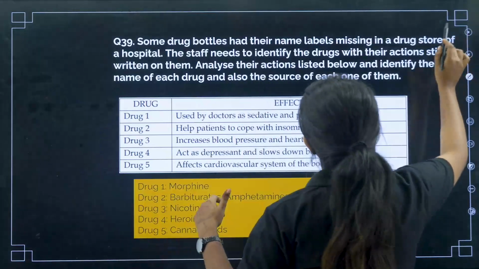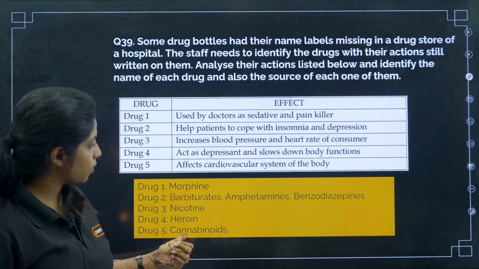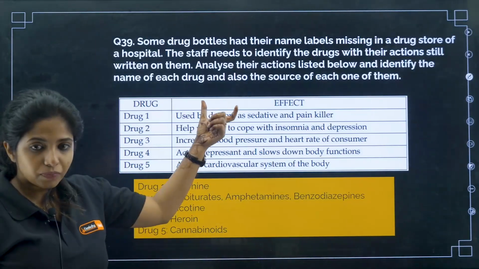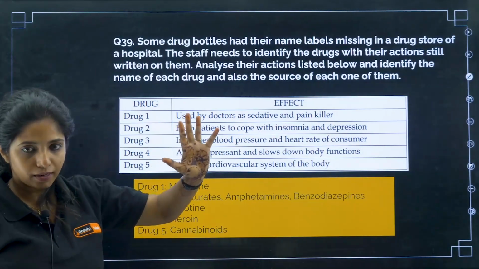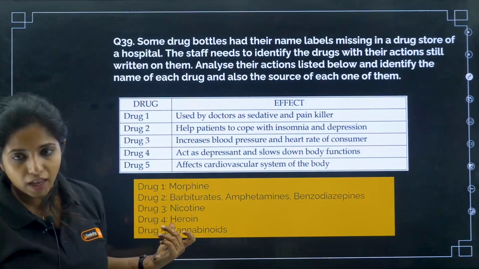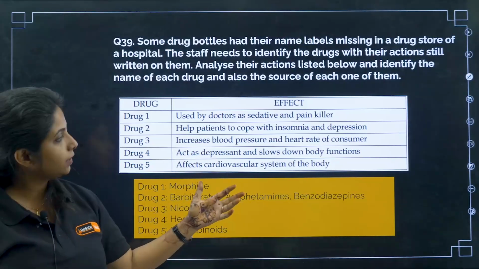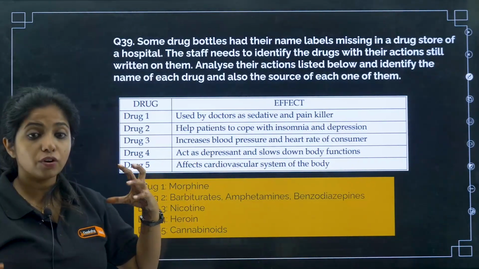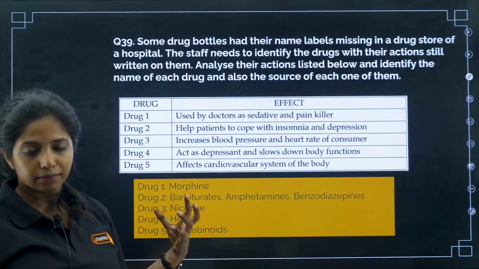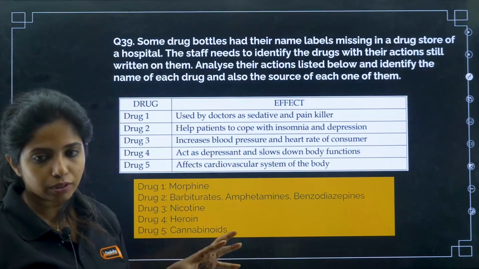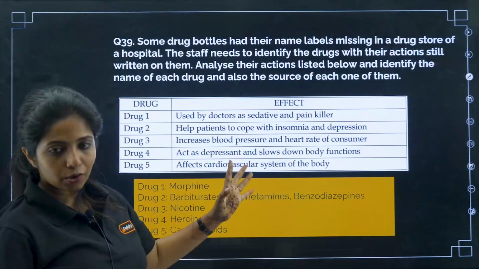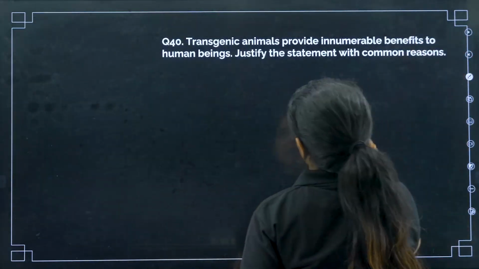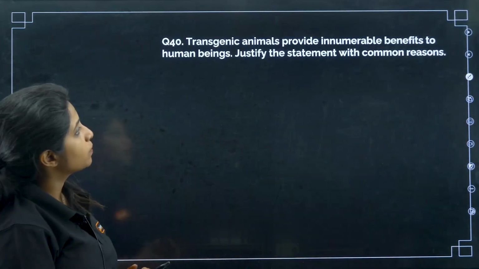Okay, so how do you answer this? You can answer like this. I have put all the answers up here. You can just tally your answers. Please remember, sedative, painkiller, morphine. Depressant, always heroin. Insomnia and depression, again, barbiturates, amphetamines. Insomnia as in you are not able to sleep and things like that. To treat that, you need them. Now, blood pressure, nicotine. Cardiovascular system, cannabinoids.